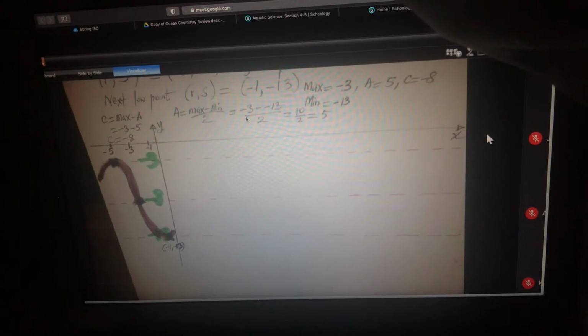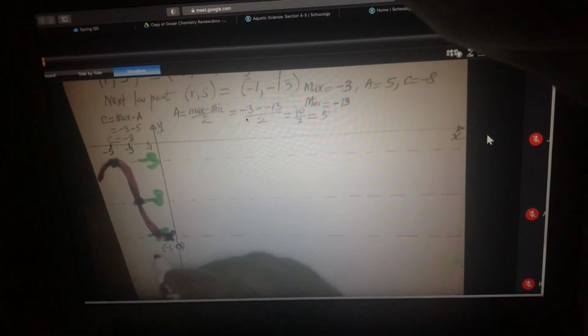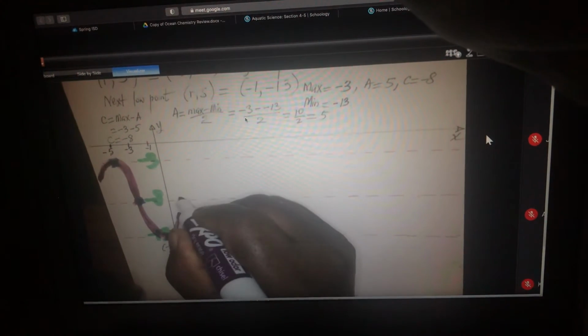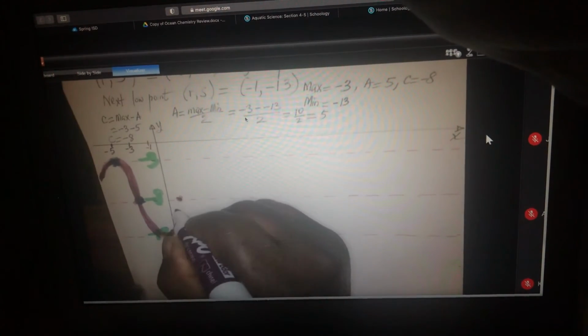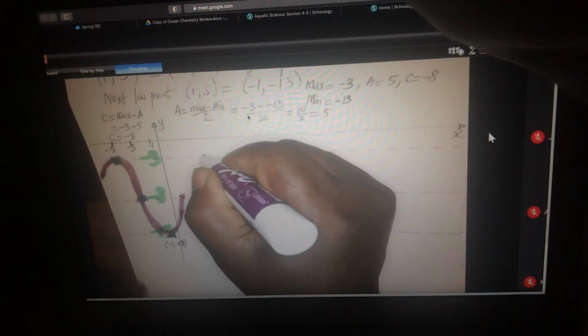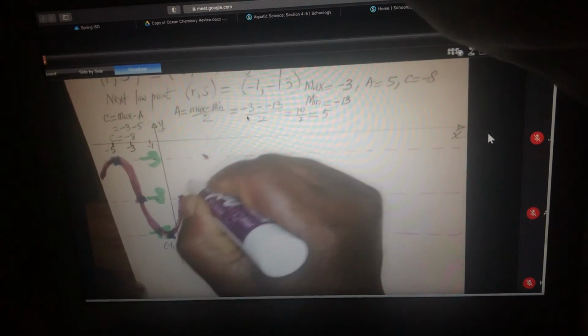That's all I have so far. And this graph has to come up now. It's going to have another value here, and it's going to have another value here.